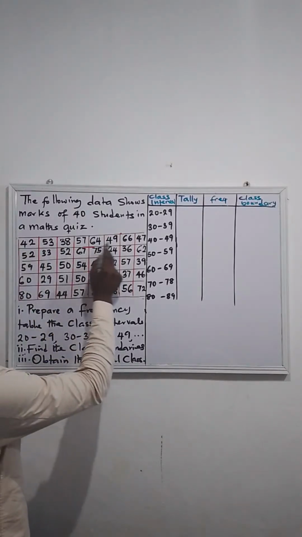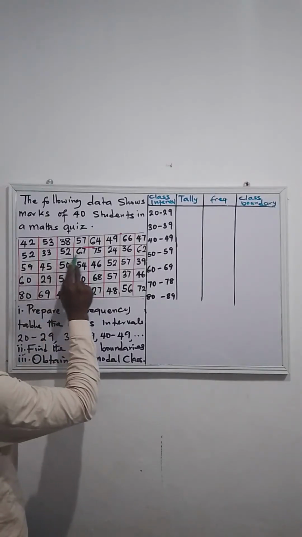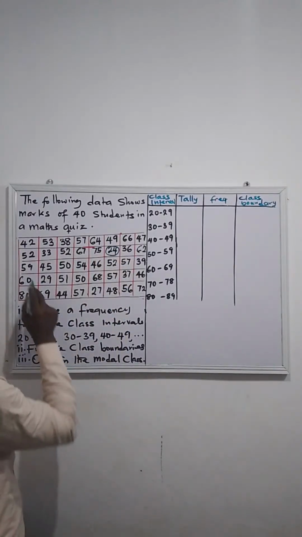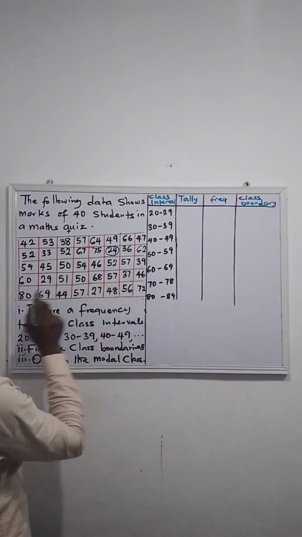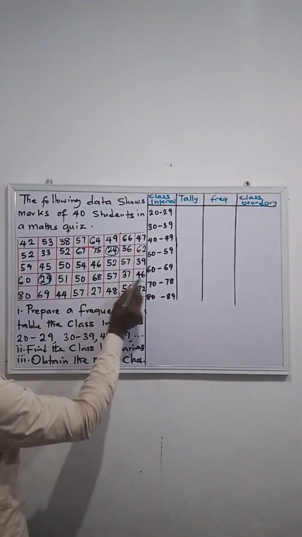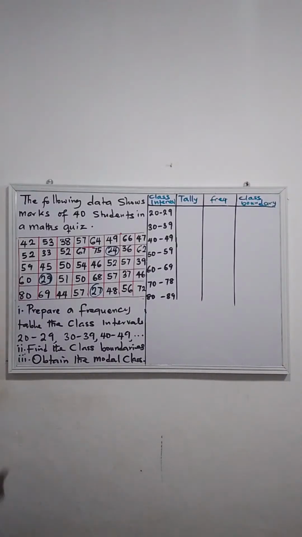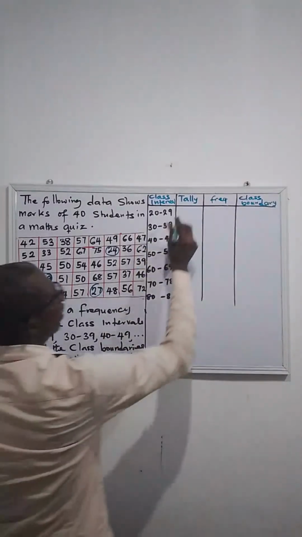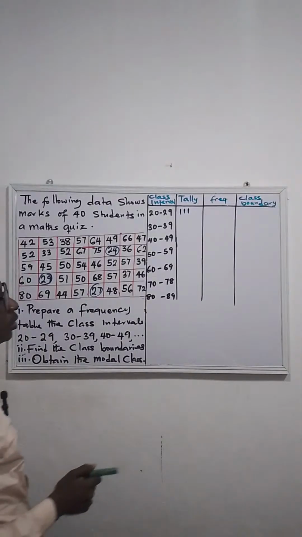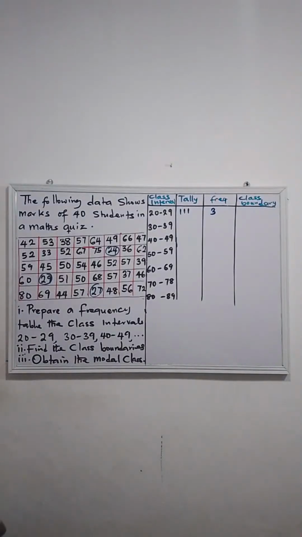So let's look here. There is none here. 20 to 20. So now we have one. This is the first one. Any other one? The 29. This is the second one. Any other one? This is the third one. So we have three. Now you come here and write your tally: 1, 2, 3. So your frequency now will be 3. I hope we get that.